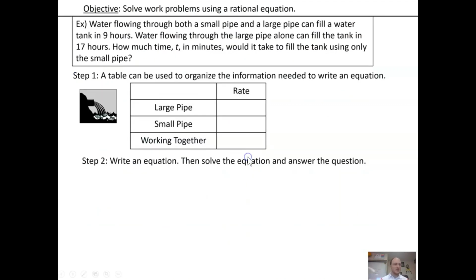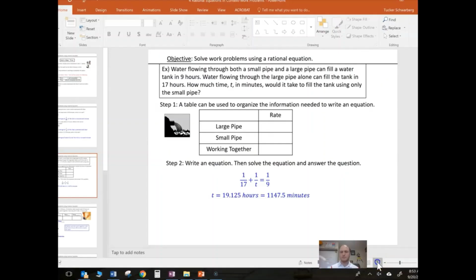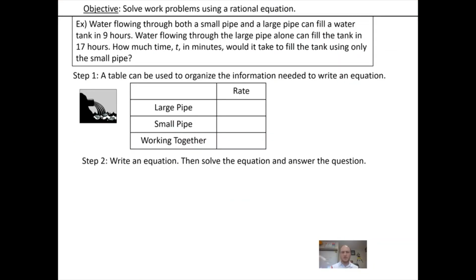Let's get into this example here. Example number one: water is flowing through both a small pipe and a large pipe, and can fill a water tank in 9 hours. Water flowing through the large pipe alone can fill the tank in 17 hours. How much time t in minutes would it take to fill the tank using only the small pipe?